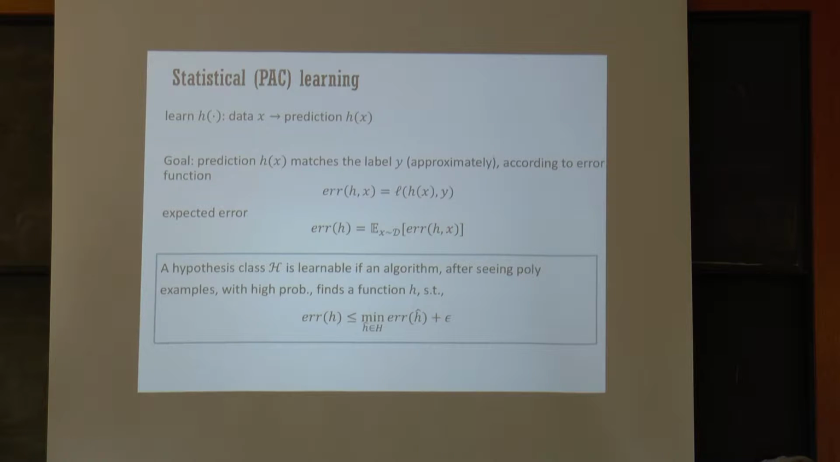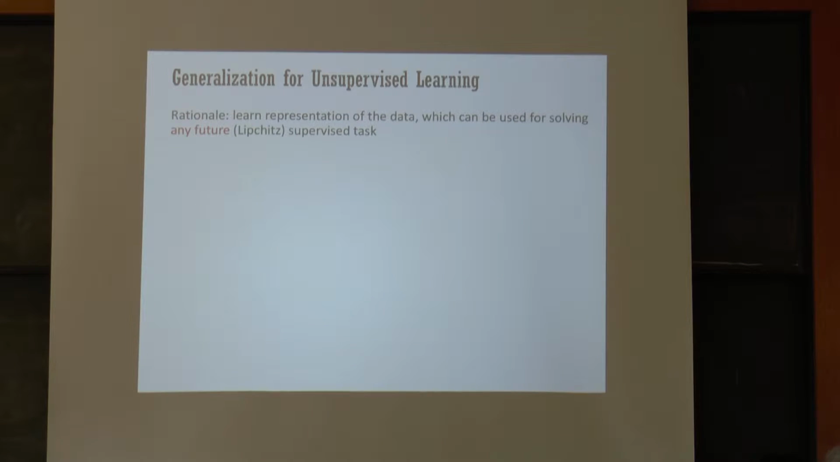Okay, so this is the classical statistical learning theory, and we want to generalize this for unsupervised learning by defining a reward function for evaluating the potential solution. The rationale here is that we want to learn a representation of the data which can be used for solving any future supervised task. Let me elaborate on this. Here, instead of learning a function that maps the data to the prediction, we are learning a function that maps the data to a new representation of the data.